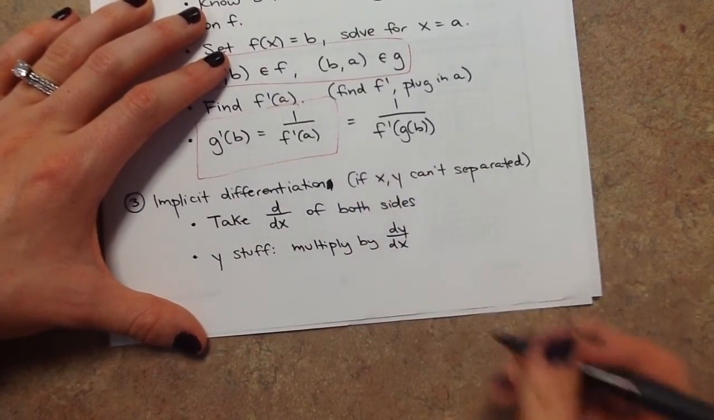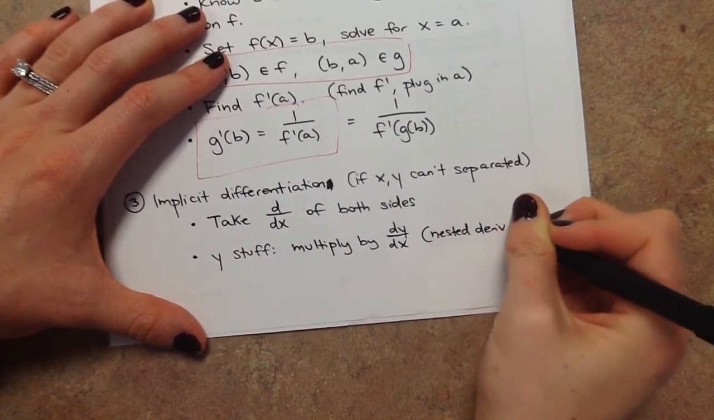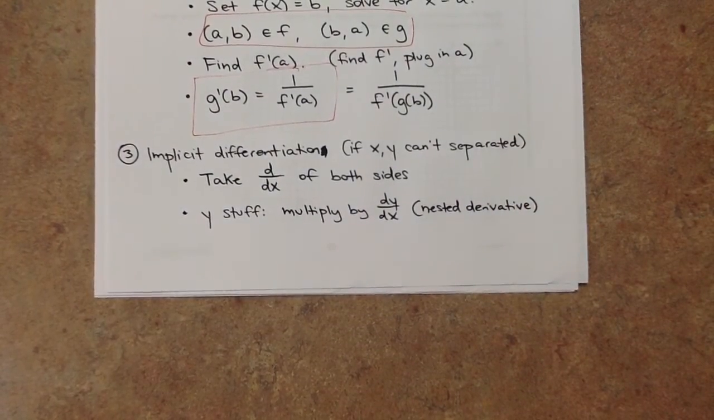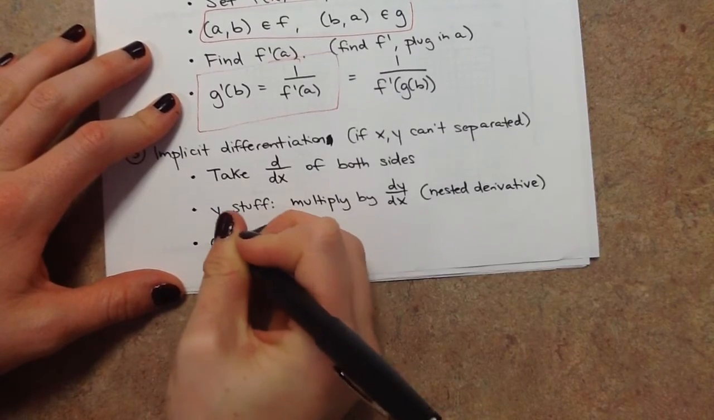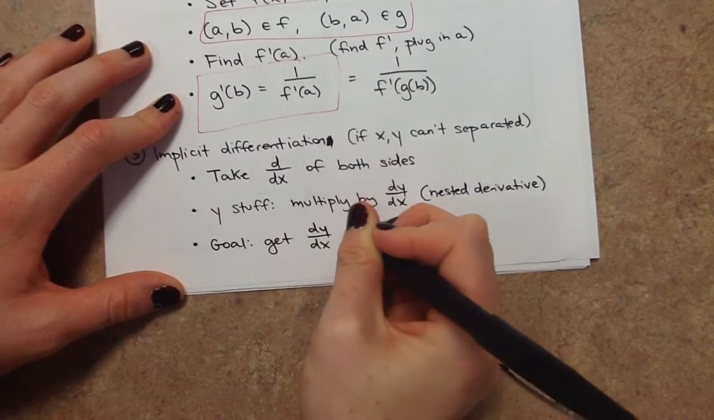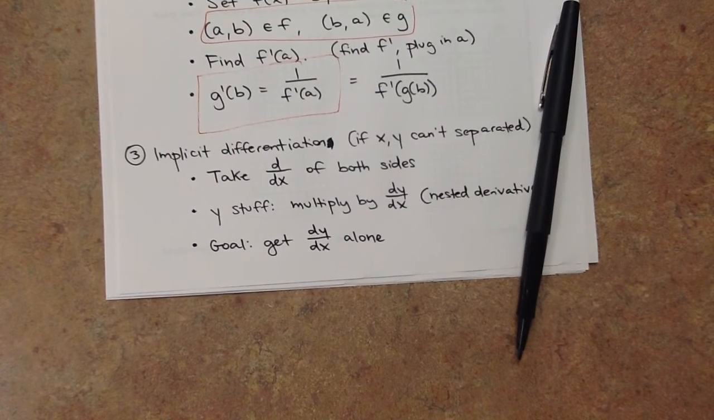So after you take the derivative, multiply by dy by dx, which is just the nested derivative. Y is like the nested function, so dy by dx would be the nested derivative. And keep an eye out for product rules, quotient rules, things like that. Your end goal is to get dy by dx by itself. So you would have to gather everything that does have a dy by dx on one side, everything that does not on the other, factor it out, and divide to get it by itself.